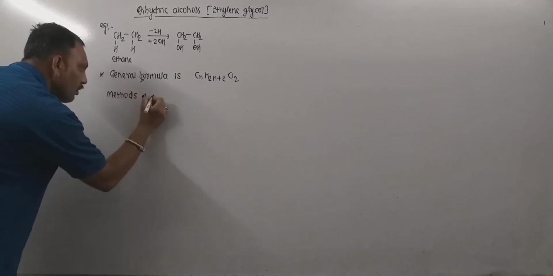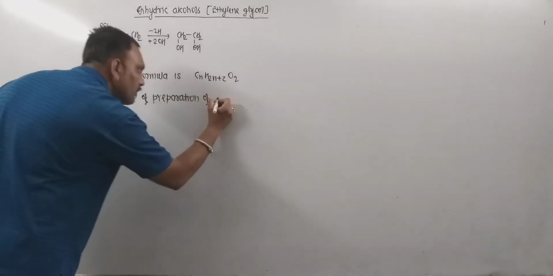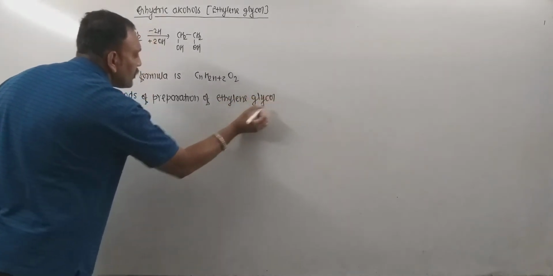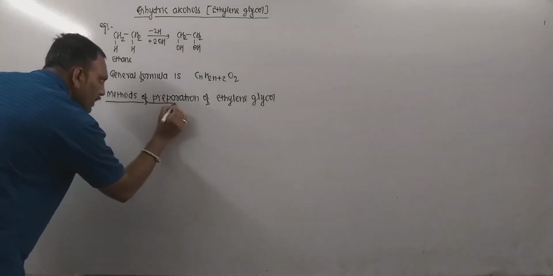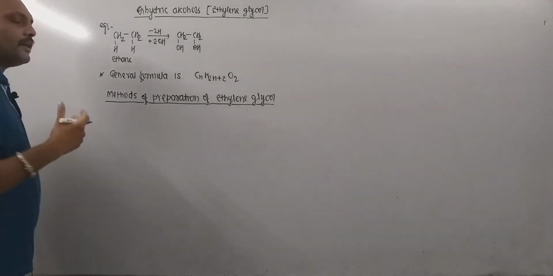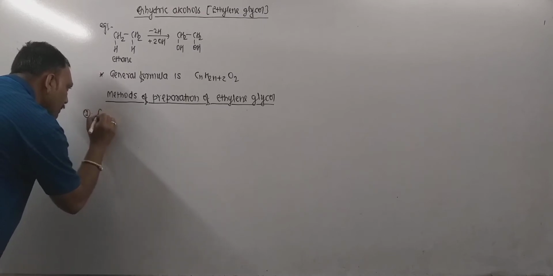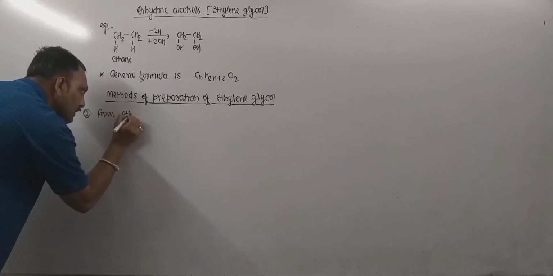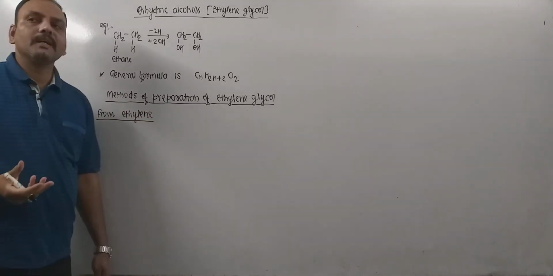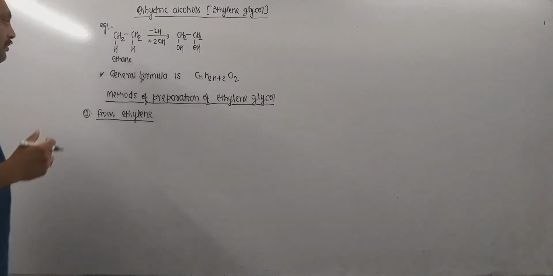Methods of preparation of ethylene glycol. A number of methods can be explained to prepare ethylene glycol. Let's discuss a few. So the very first method of preparation is from ethylene. Ethylene is a member of the alkenes. Remember, starting from ethylene, ethylene glycol can be obtained in two distinct ways.